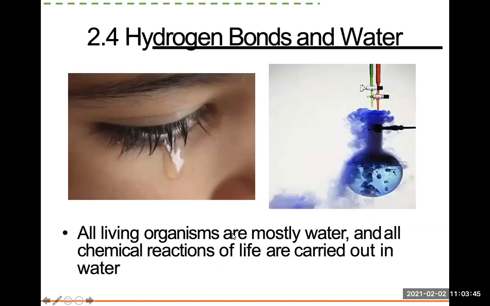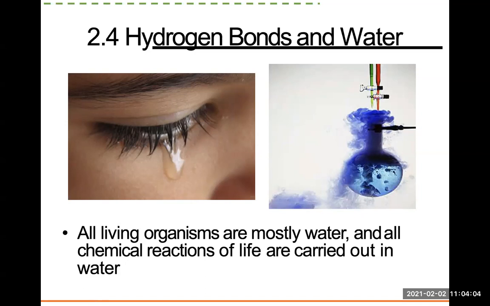So all living organisms are mostly water. We're water, and water is essential for life here on Earth. All chemical reactions of life are carried out in water. So what I'm trying to say is water is really, really important. If there was no water, life would not exist.